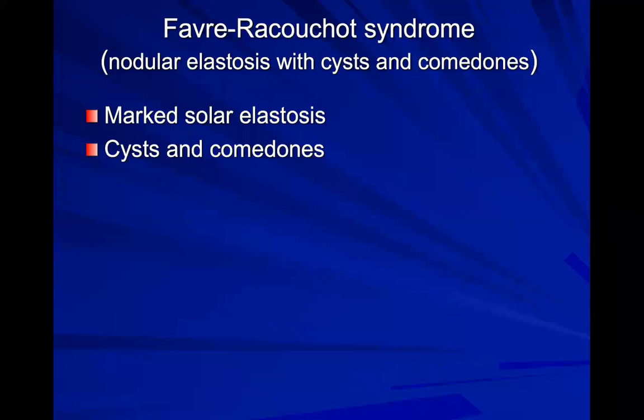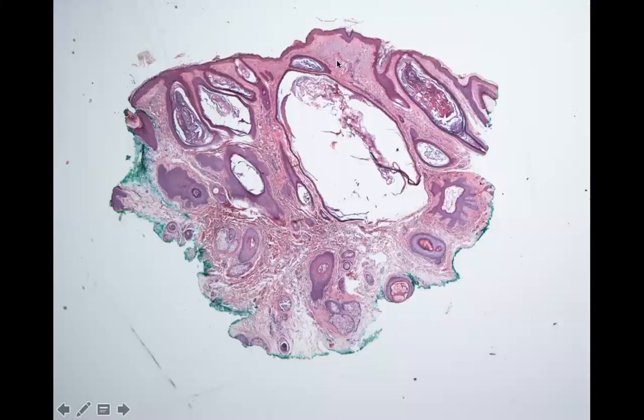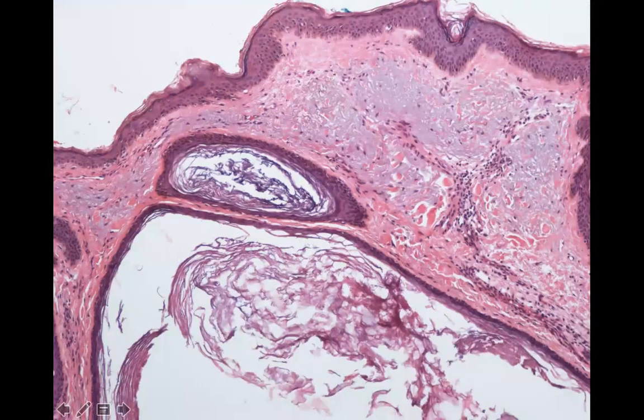Okay. Favre-Racouchot is in this chapter because of the nodular elastosis. So solar elastosis is the sun damage, and then with really bad sun damage, you can get cysts and comedones, and so that's exactly what you see. Here is an example. You see that gray dermal material, that's your solar elastosis, and then you have all these little milia-like cysts forming, and that's what you see in Favre-Racouchot. In contrast, in our neoplastic section later, we'll see a trichoadenoma may have many cysts, but then you'll have a fibrotic stroma around them, which will push away the solar elastosis. Here you just have individual cysts in this sun-damaged background.